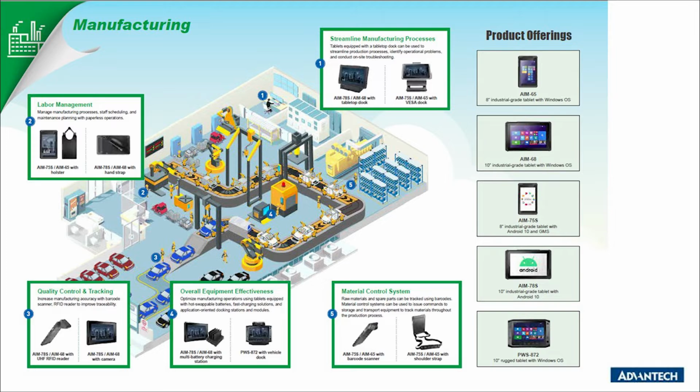So we have different accessories, docking stations, and peripherals, such as the hand strap, to improve the usage and effectiveness of our tablets. Apart from these AIM75 tablets, we also have some tablets like our PWS 872, which is not shared in today's session, which is our most rugged tablet, most used in rugged environments.